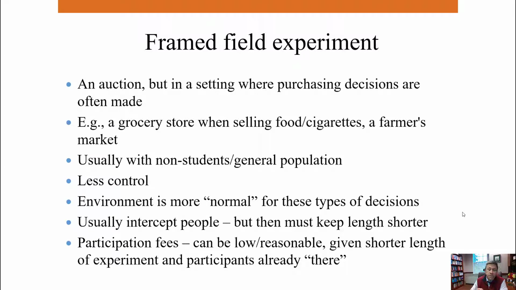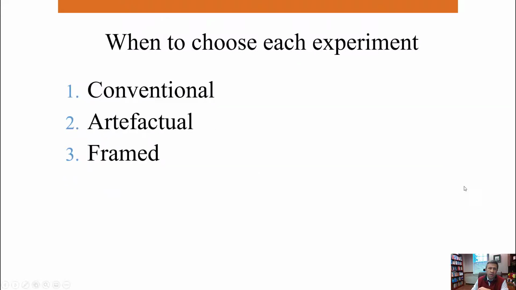However, because of this, the participation fees can be quite low or reasonable. Once again, it deals with the participant's opportunity cost. If you're doing this at a farmer's market or a grocery store and you're intercepting people, they're already there. There's no travel cost and the length of time is much shorter. So 15 or 20 bucks might do it. And there's no recruiting fees. So the participation fees can be quite a bit lower.